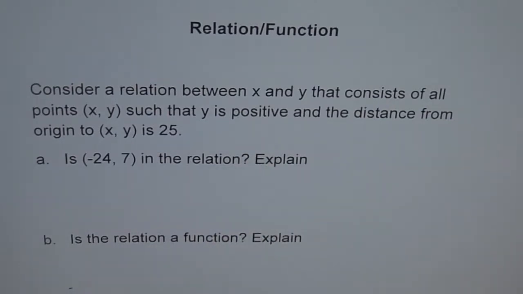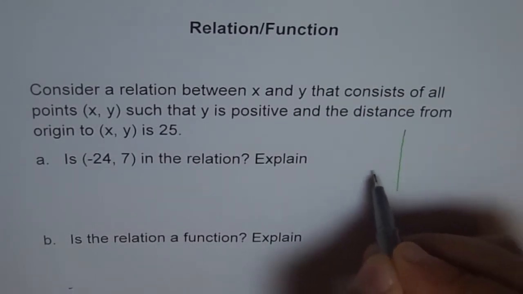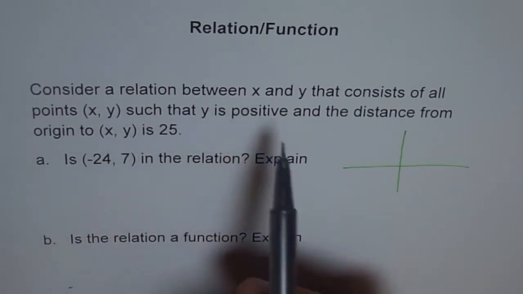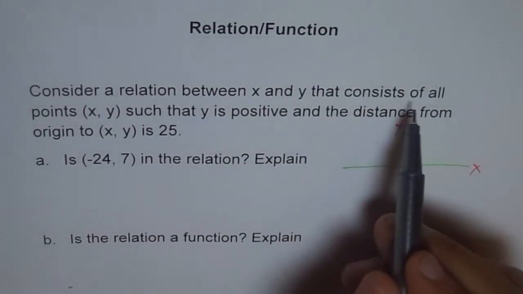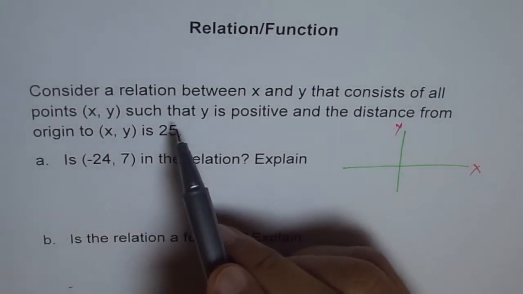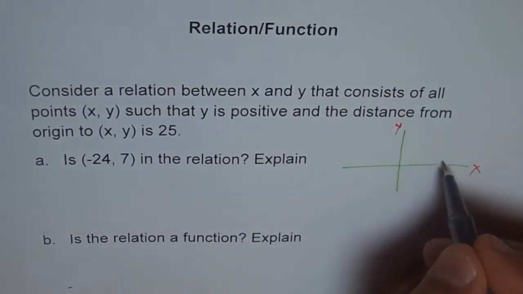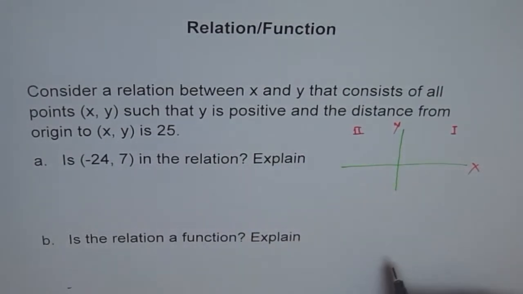Explain. Okay, let's first think about what the function is like. Now, let's try to sketch it. So here we'll try to sketch this function. We say consider a relation between x and y. So here we have x and here we have y, that consists of all points (x, y) such that y is positive. So we are in quadrant 1 or in quadrant 2, okay?